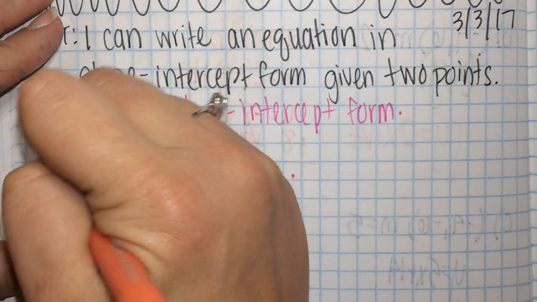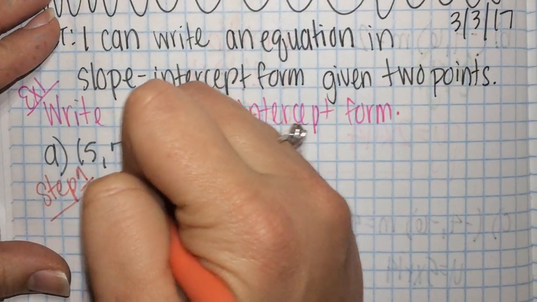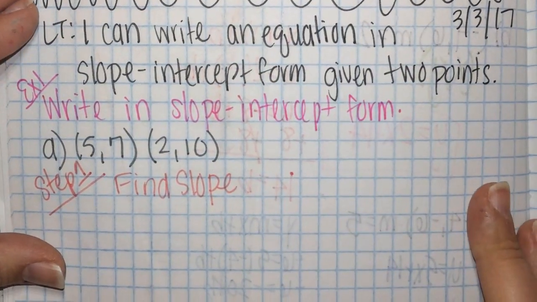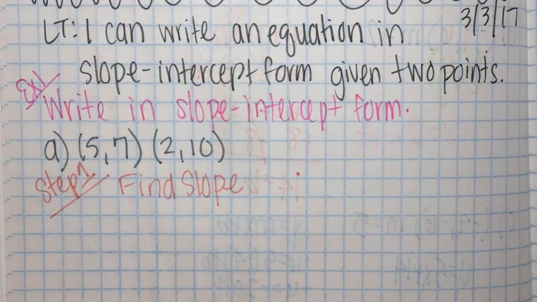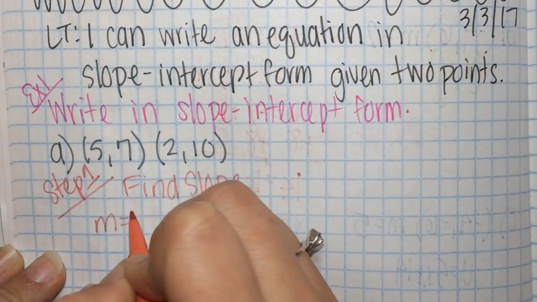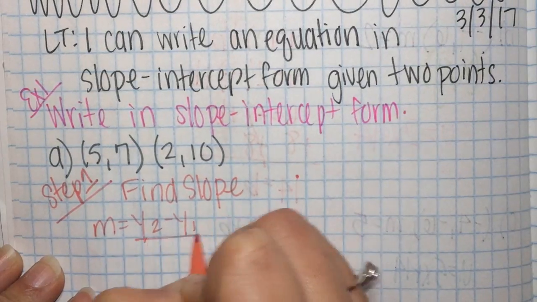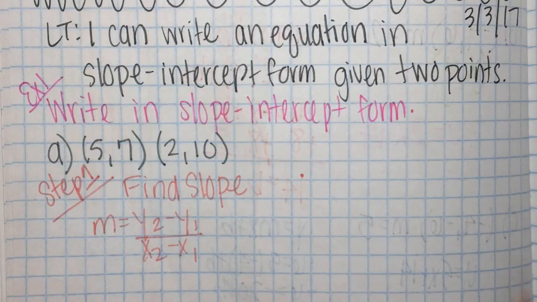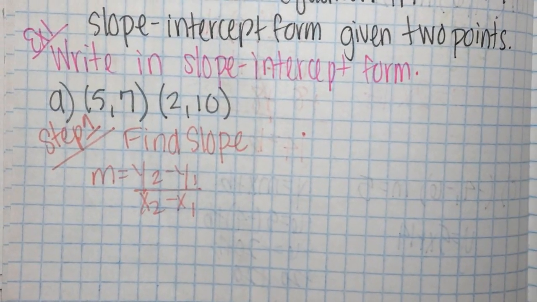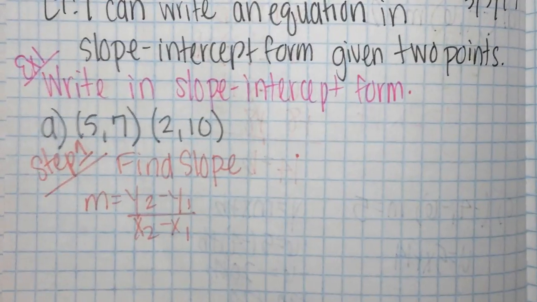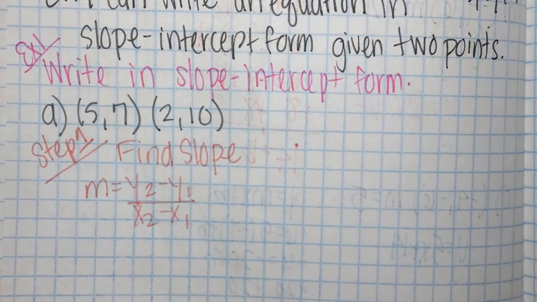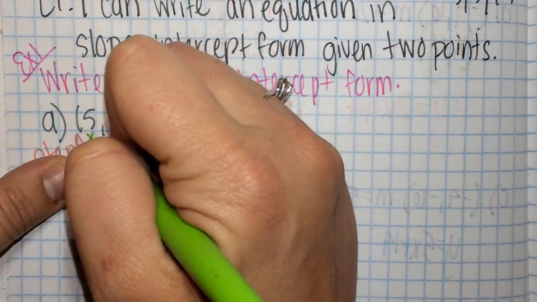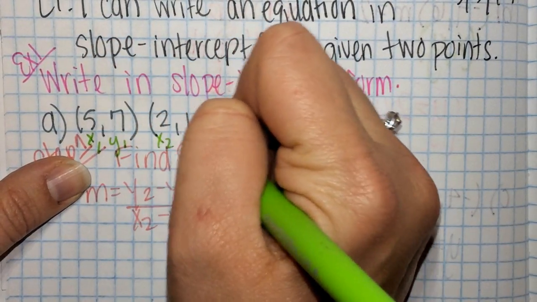Alright, so step 1. Find slope. So that's step 1. First we have to find slope, which is y2 minus y1 divided by x2 minus x1. Now, do we know what y2 and y1 and x2 and x1 are? Yes. We do, because we are given those. So, we're going to label our points. We're going to call them x1, y1, x2, y2.